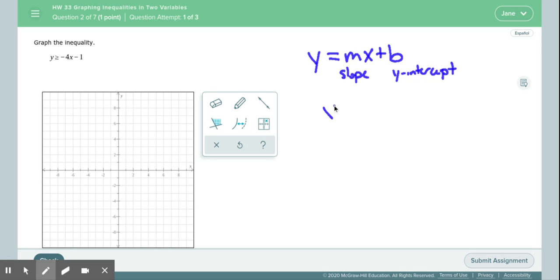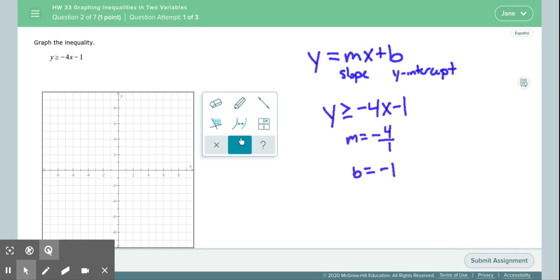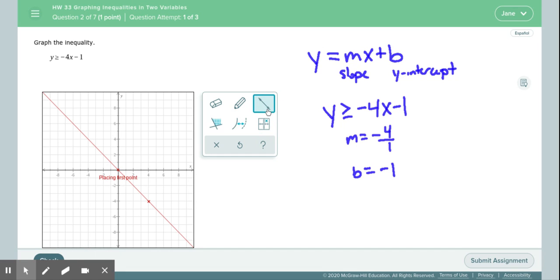So in my case, I have y is greater than or equal to negative 4x minus 1. So what this is telling me, my number in front of x is my slope, which is negative 4 over 1. And my y-intercept, the number after x, my variable, is negative 1. So on my y-axis, my slope tells me how to move. My y-intercept tells me where to start. So on my y-axis, I find negative 1 and I plot a point. My slope tells me to go down 1, 2, 3, 4, and to the right 1.